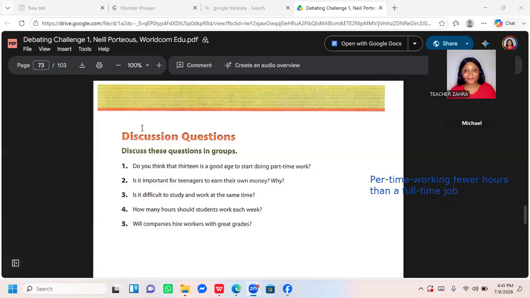So the next one, how many hours should students work each week? About 10 to 15 hours each week. Okay, so you think they should work 10 to 15 hours each week, right? Yes. Okay, that's good. So that gives them enough time to earn money while still focusing on their studies, right? And also get rest. Yes. 10 to 15 hours a week gives them time to relax, study, and still earn money, right? Yes. Okay.